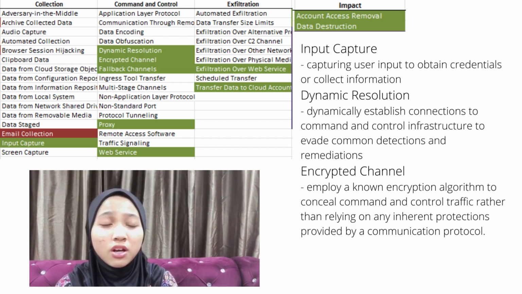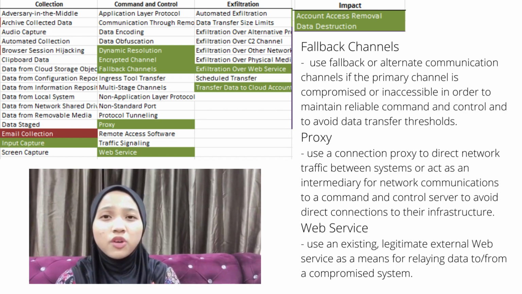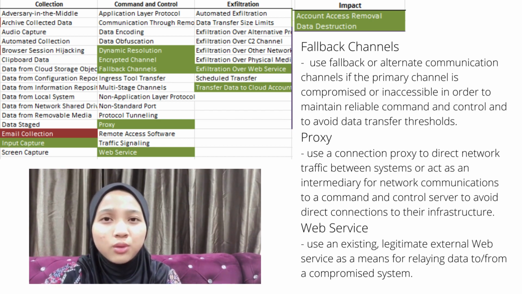Despite the use of a secure algorithm, these implementations may be vulnerable to reverse engineering if secret keys are encoded and/or generated within malware samples or configuration files. For fallback channels, we may use fallback or alternate communication channels if the primary channel is compromised or inaccessible in order to maintain reliable command and control and to avoid data transfer thresholds.